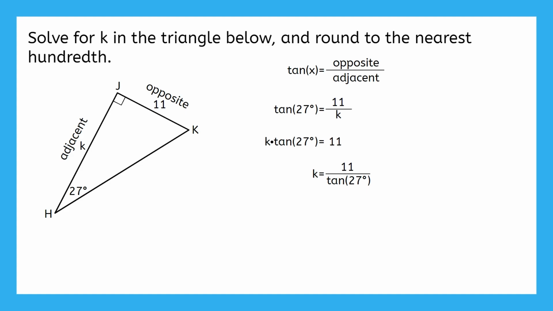If you've chosen to solve this equation another way, that's okay too, as long as you also get 11 over the tangent of 27 degrees for k. Now you can go ahead and put this into your calculator to get an answer for k. Check your answer against mine. You should have gotten this long decimal. But is this our final answer? Nope, we still have to round to the hundredths place. What will that give us for our final answer? 21.59.